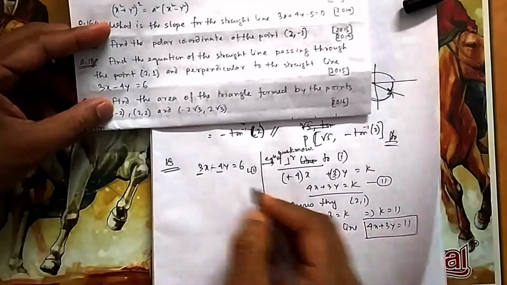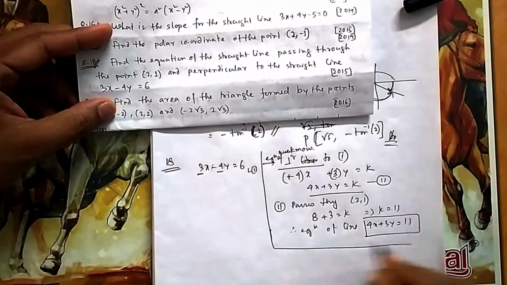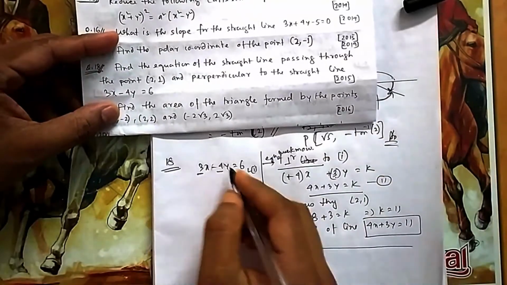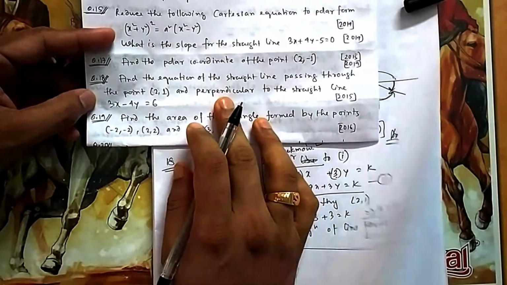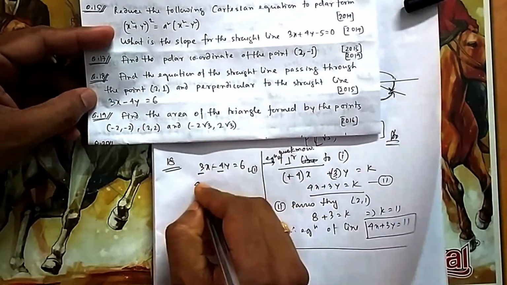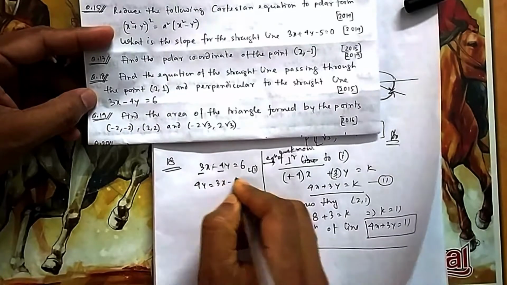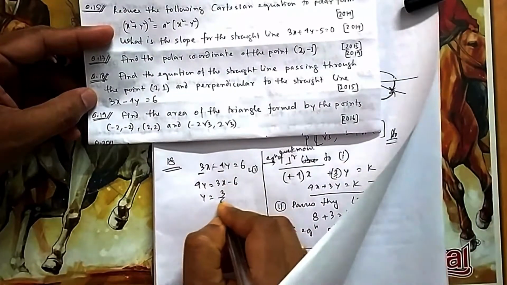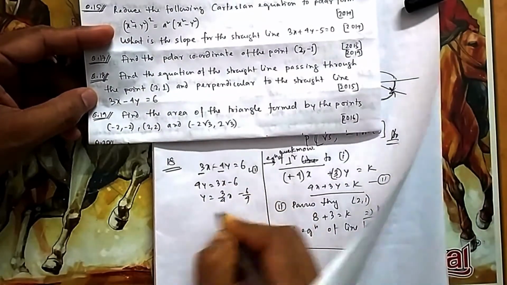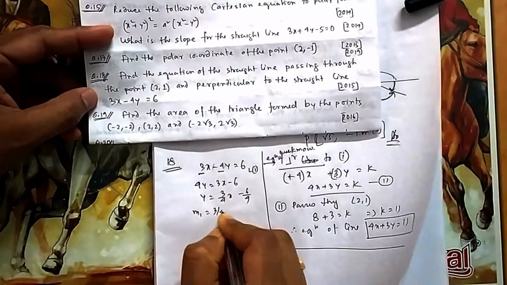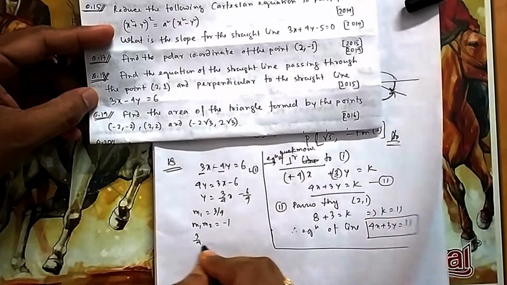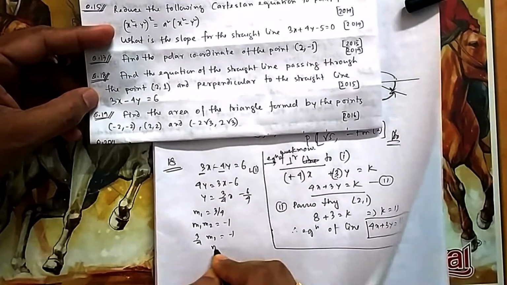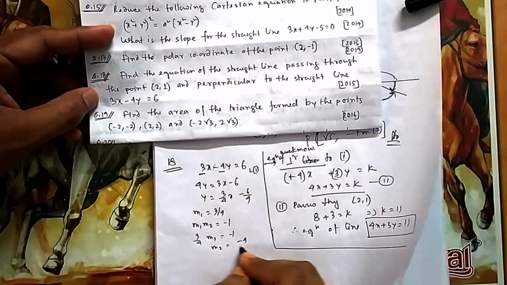Or suppose you don't want to use this one, so you write it as y equal to mx plus c and then find the slope, because perpendicular means m1 into m2 equal to minus 1. You need to find the slope of the other line. So it will be 4y equal to 3x minus 6. So y equal to 3 by 4 x minus 6 by 4. So your m1 is equal to 3 by 4. So we know because it is perpendicular, m1 m2 should be equal to minus 1. So it will take some time, that's why I told you. So m2 will be equal to minus 4 by 3.